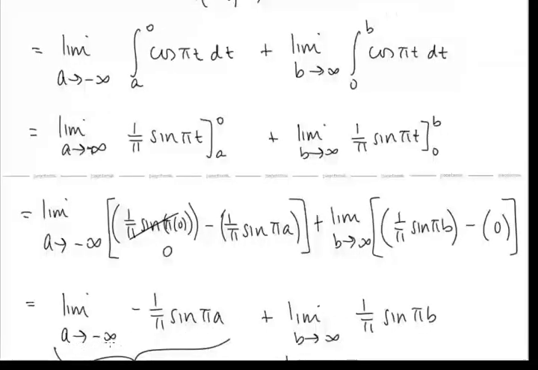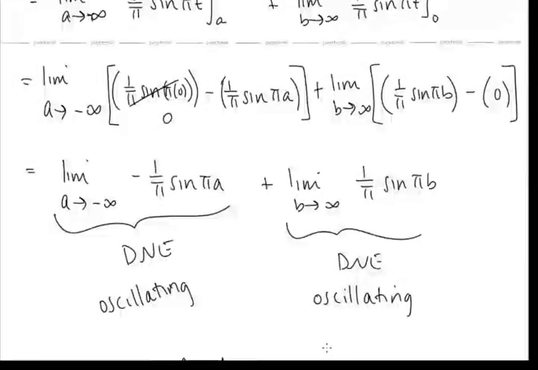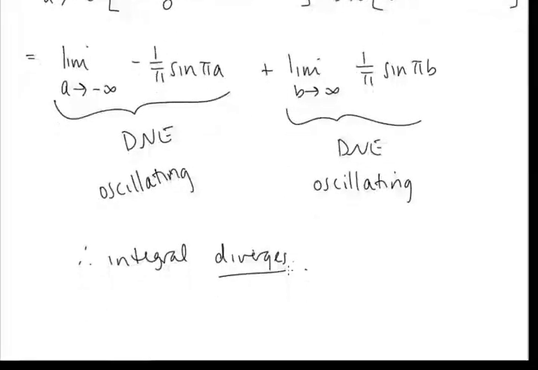As a goes to negative infinity, what happens to sine pi a? Pi a goes to negative infinity. What happens to the sine graph as we go out towards negative infinity? The sine graph keeps oscillating. There is no limit here. Same thing here. As b goes to infinity, pi b goes to infinity. Sine of infinity, what is that? There is no value for sine of infinity. That graph keeps oscillating. So this limit does not exist either. Neither of these limits exist because they're oscillating. But even if just one of them didn't exist, the integral diverges.